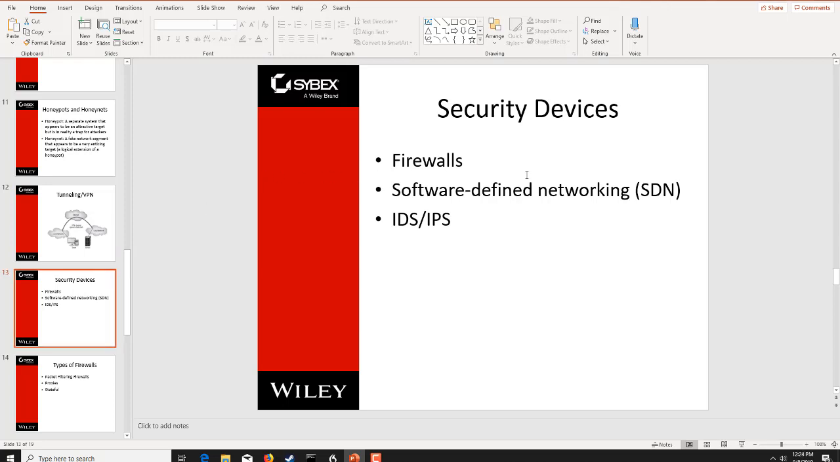So security devices: firewalls, software-defined networking devices, intrusion detection and intrusion prevention systems. Firewalls are basically those types of devices that block off access to the internet or to the inside of our network. It's your first line of defense into a network, basically. And they come in different types of flavors. You have your packet filter firewalls, your proxy firewalls, and your stateful packet inspection firewalls.